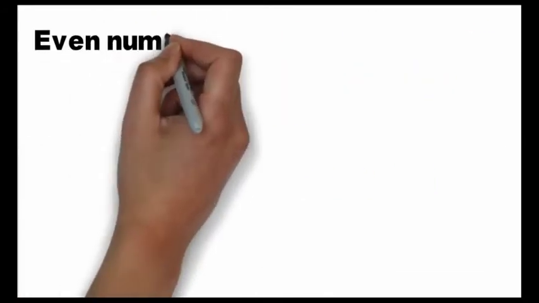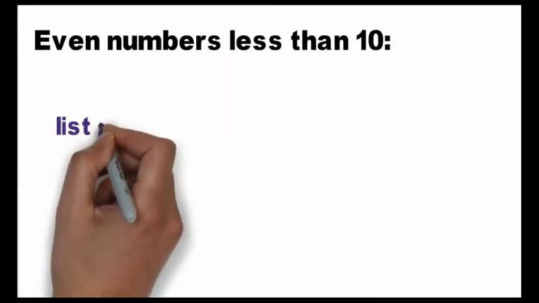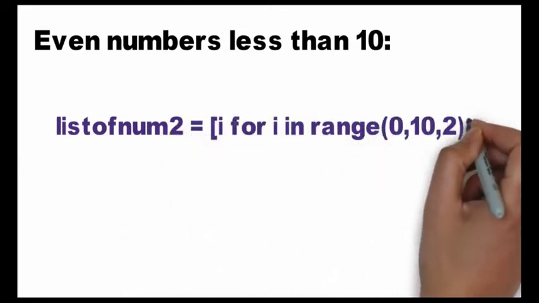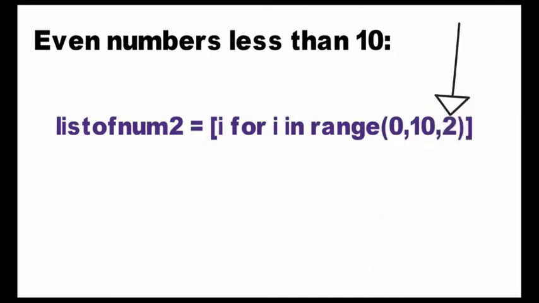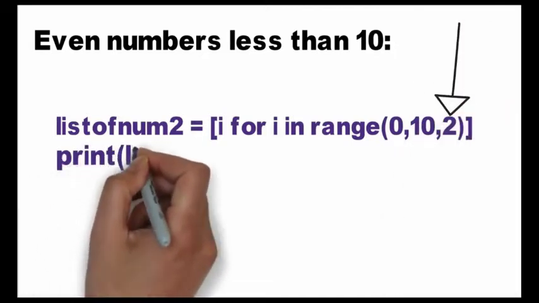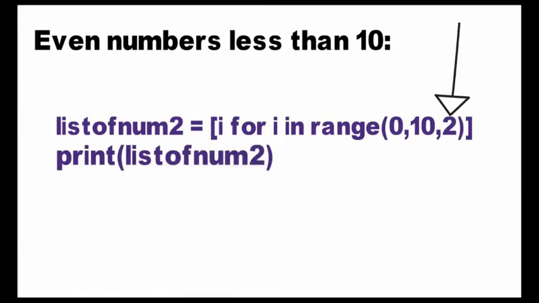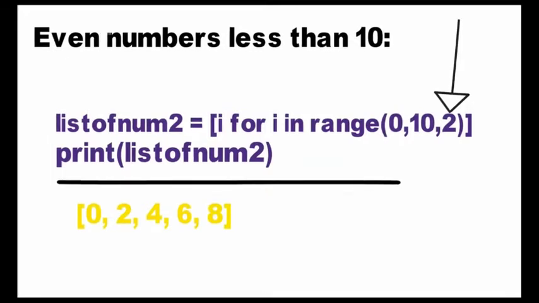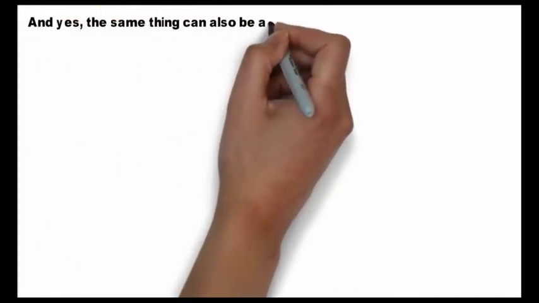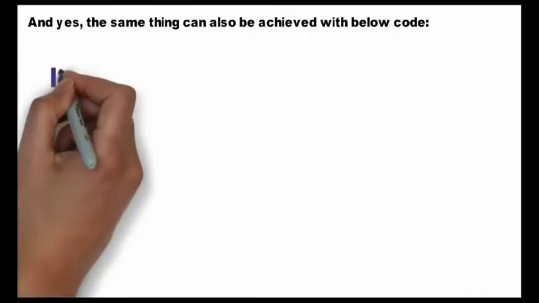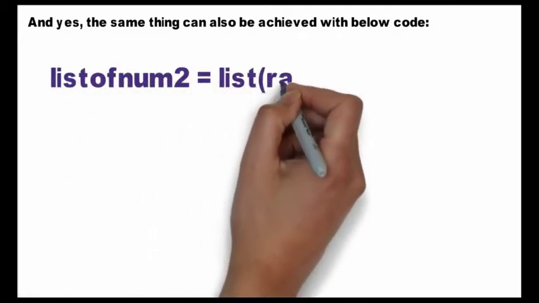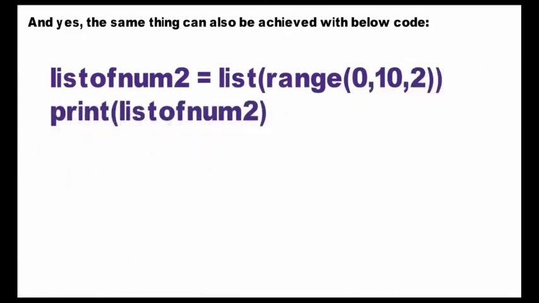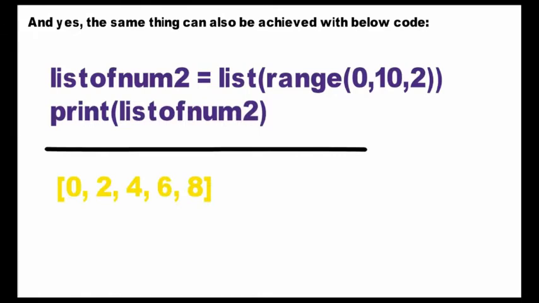Let's look at another example of creating even numbers less than 10 using list comprehension. In this case we will just add a step 2 in the range which skips the odd numbers, since we mentioned 0 as the starting number. So we can observe our list has values 0, 2, 4, 6 and 8. And yes, the same thing can also be achieved with below code. List of num2 equal to list of range of 0, 10, 2. Let's print this. So yeah, we have the same results.